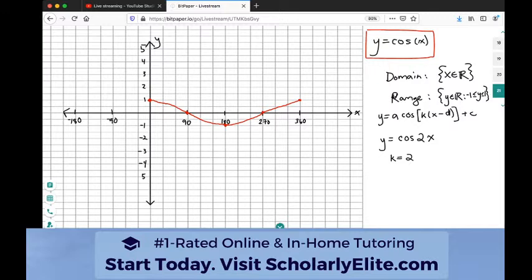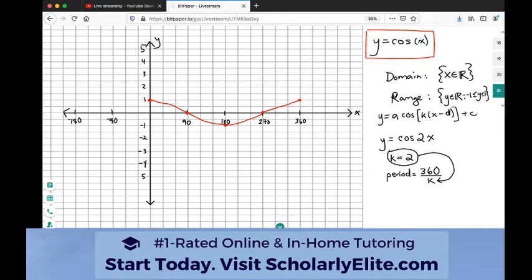So this is just the factor by which the period is being changed. And the formula for determining that is the period equals 360 degrees divided by k. Okay, so what I mean by the fact that you can use the k value is that you're just going to substitute this value into this formula.